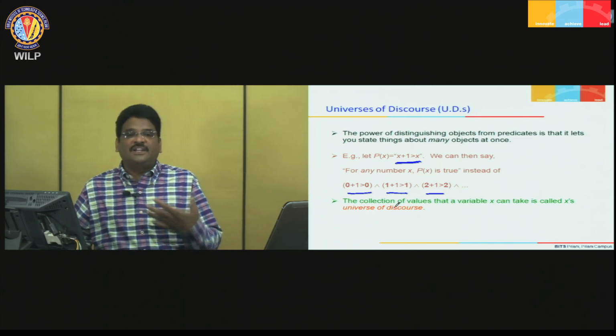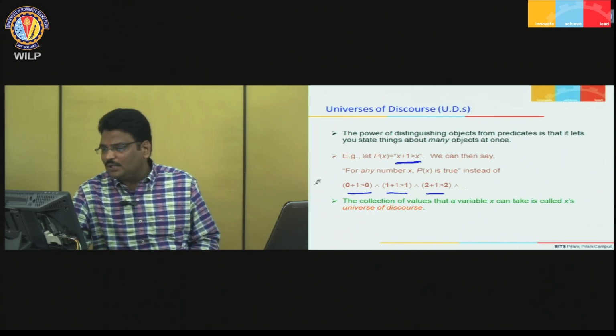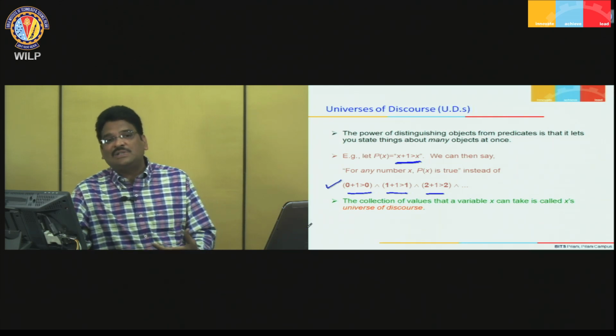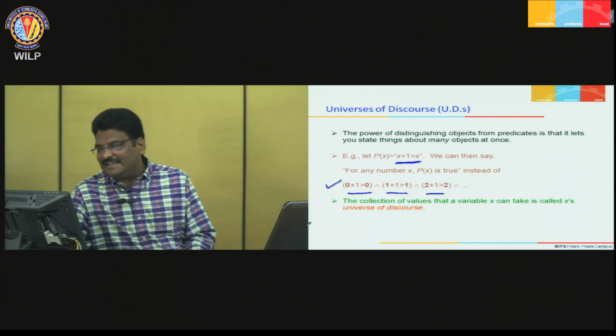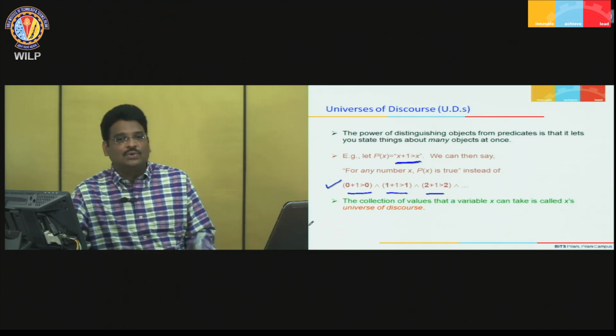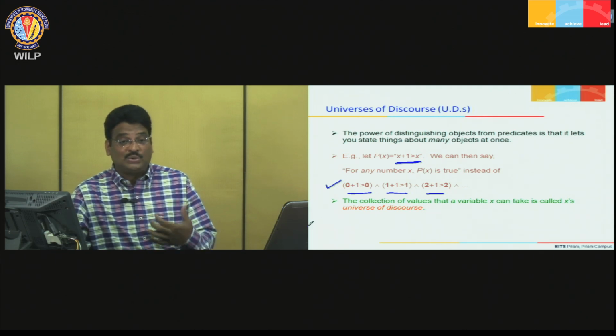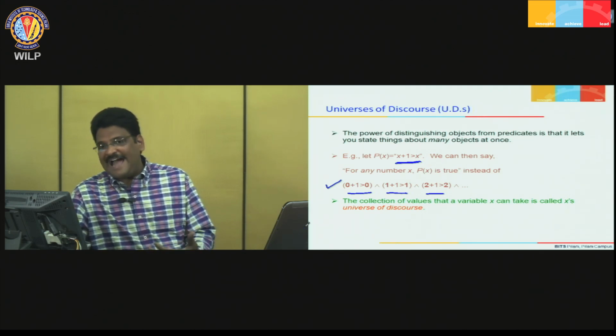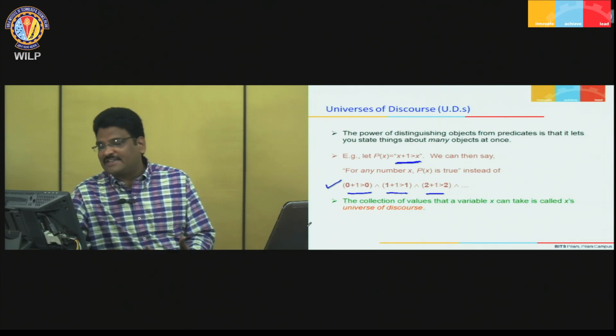If you have to represent this in propositional logic, you have to do it this way, whereas predicate logic gives us the power to do it so nicely in one sentence, that is, for any number x, P(x) is true. You will be able to state a fact about many objects at one go. That is the power that it gives.